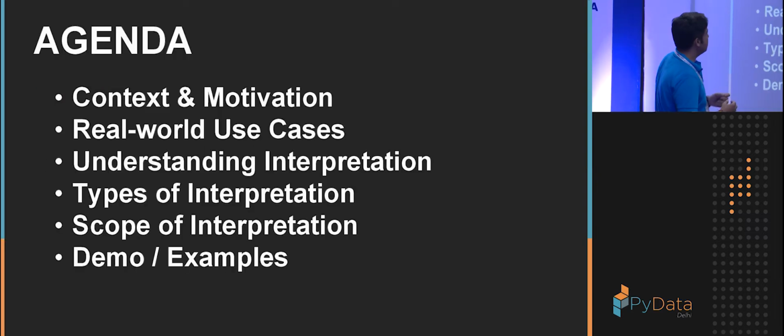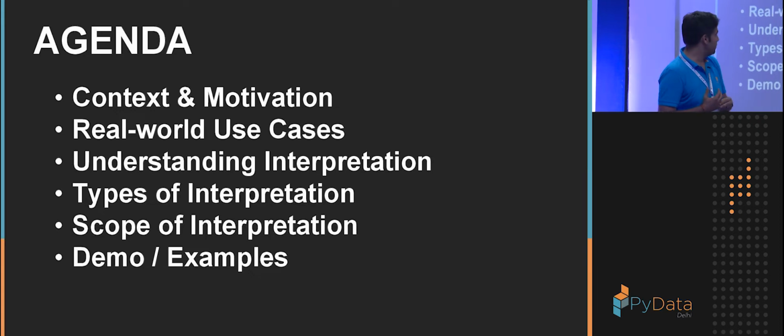So in this talk, we'll be covering these things: the context and motivation of model opacity, real world use cases, why we need interpretability or removing the opacity in models, understanding interpretation or opacity, type of interpretation, scope of interpretation, and then some demos and examples.